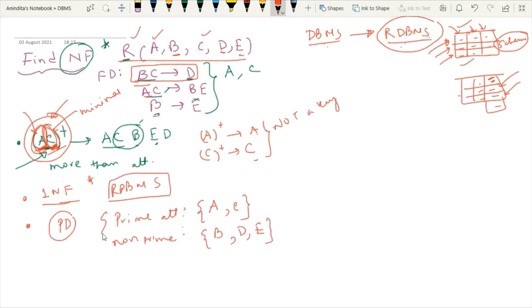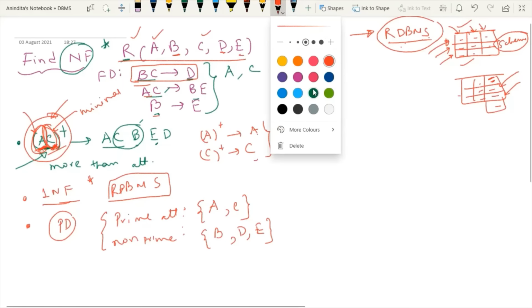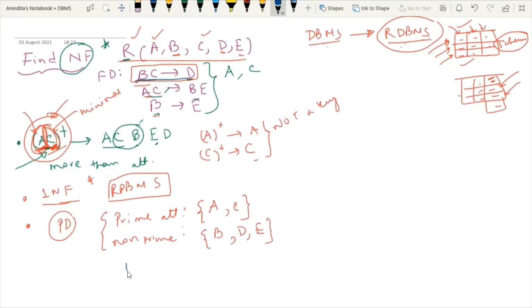So after making this list, now we will check whether this relation is in 2NF or not. So how can we check? First I will take the first functional dependency, BC to D. This one is in 2NF because BC is not a proper subset of the candidate key. AC is the candidate key, and BC is not a proper subset of it. So we can say that this is not a prime attribute, it is a non-prime attribute.